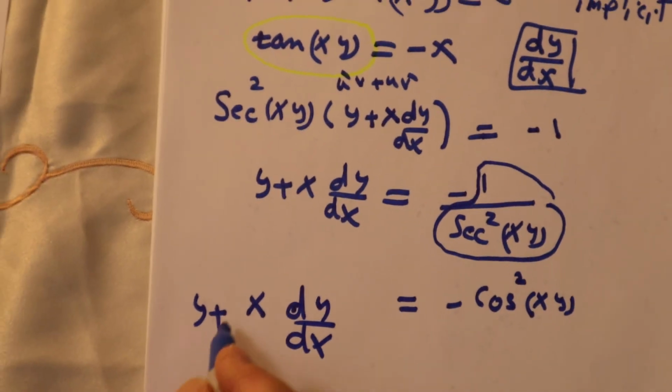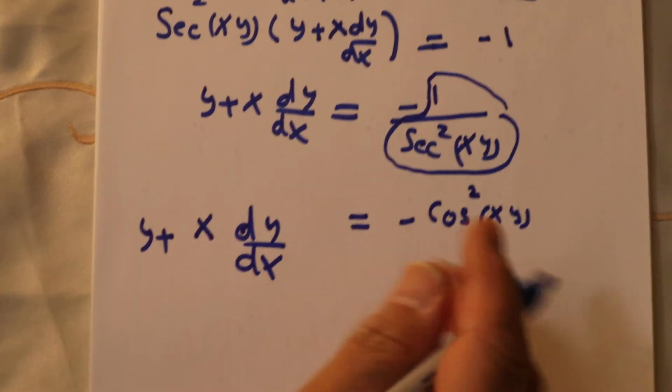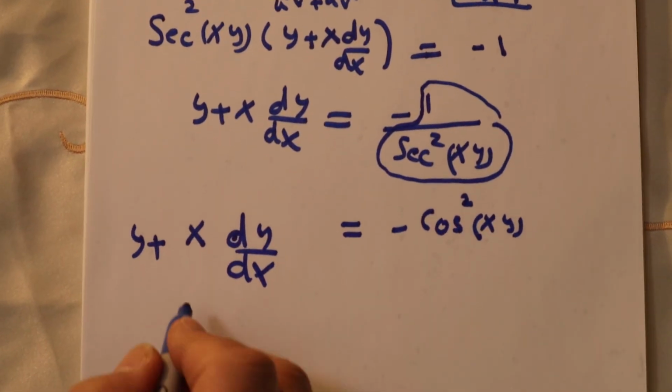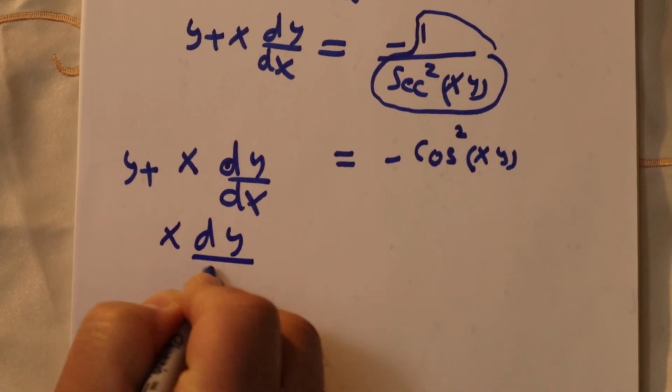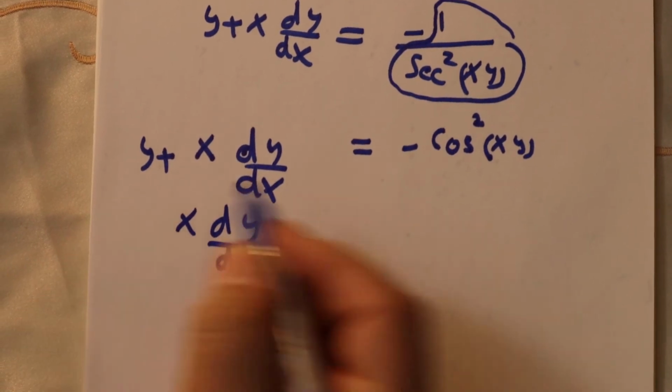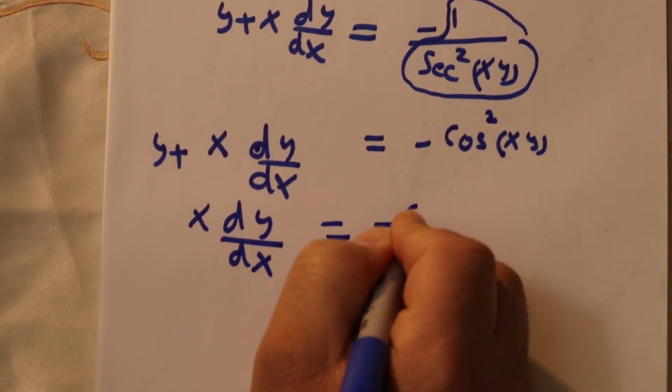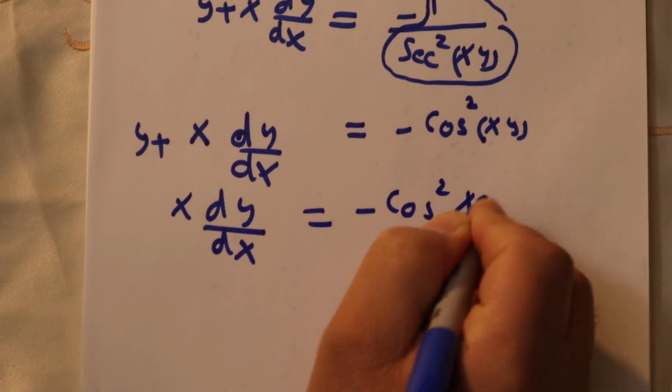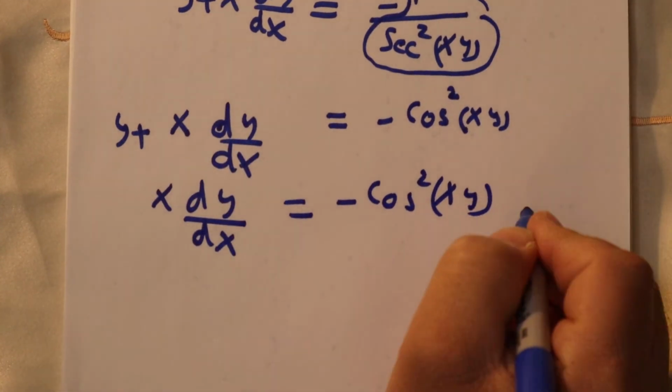Second step, I need to eliminate y. So subtract y from both sides. So x dy over dx will be negative cosine square xy minus y.